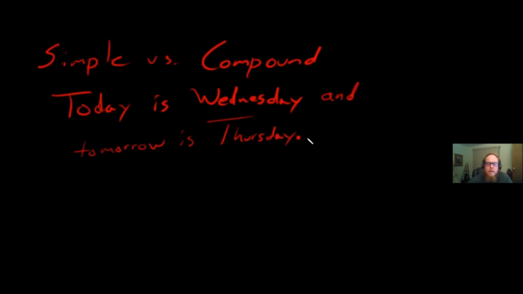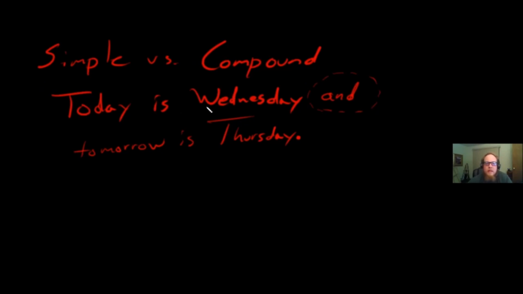Okay, so this is an example now of a compound statement, and it's compound because it's got this thing going on right here. This is a connective. This is something joining two statements together. So this thing going on right here, today is Wednesday, it's its own thing. It's got its own subject, verb, predicate. Subject there, today, verb is, predicate Wednesday.